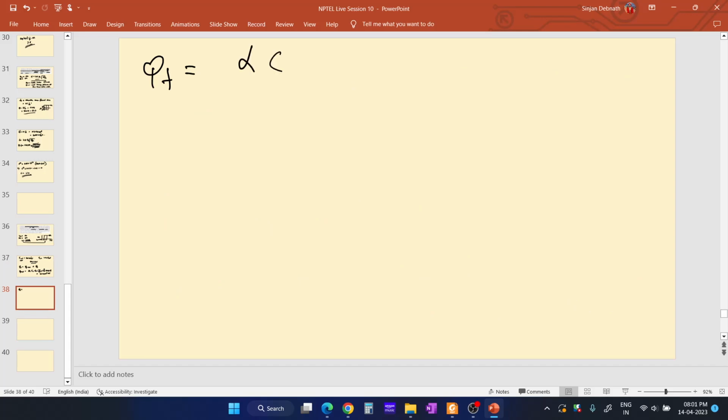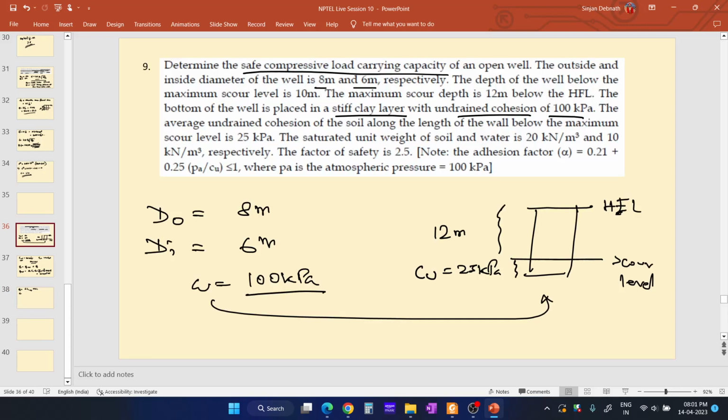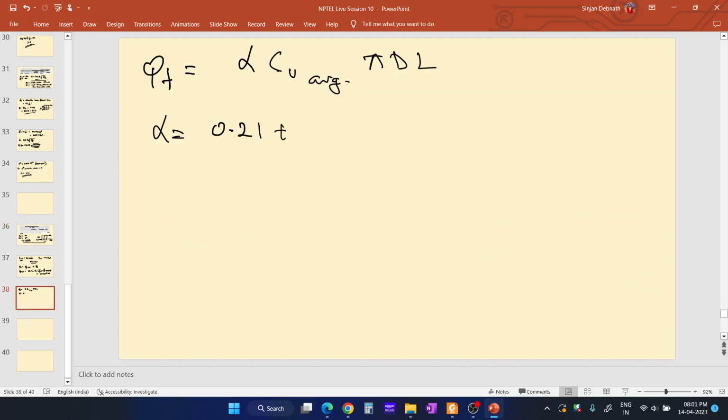QF is equal to alpha into CU average into pi into d into L. Now alpha. We need to calculate the value of alpha. Here is the equation given in the question, which is 0.21 plus 0.25 Pa by Cu.